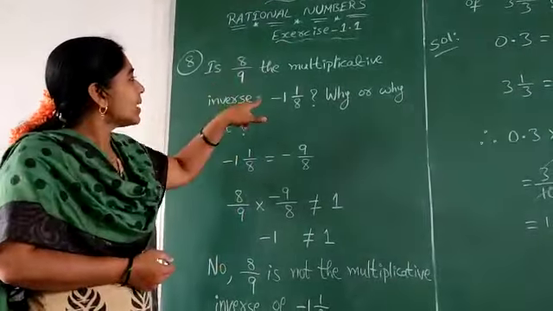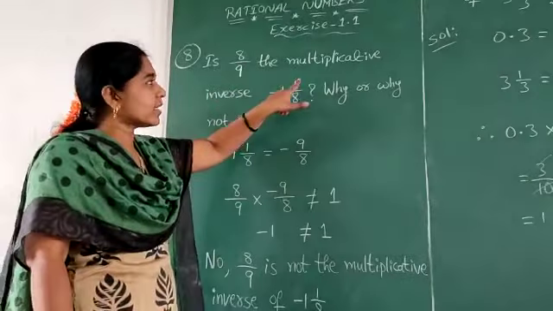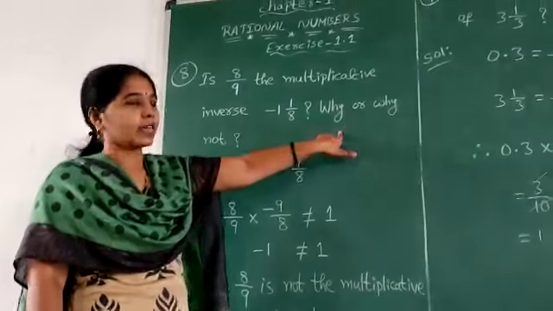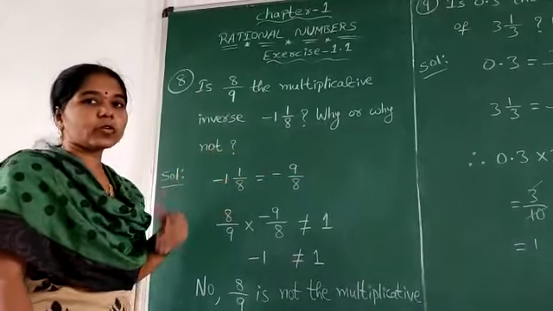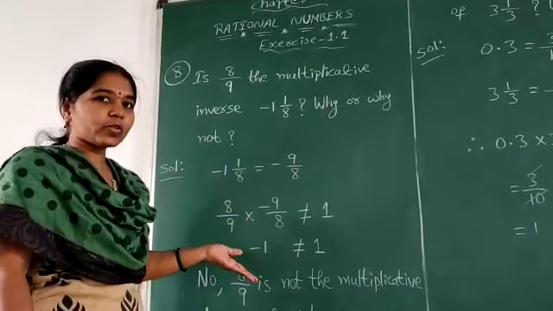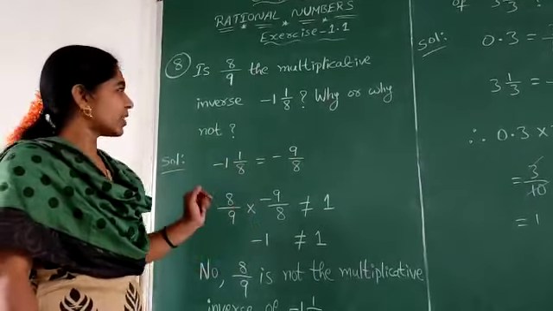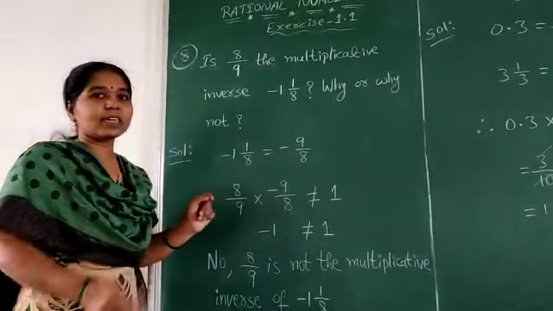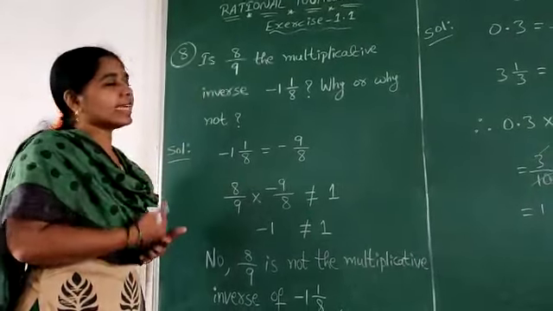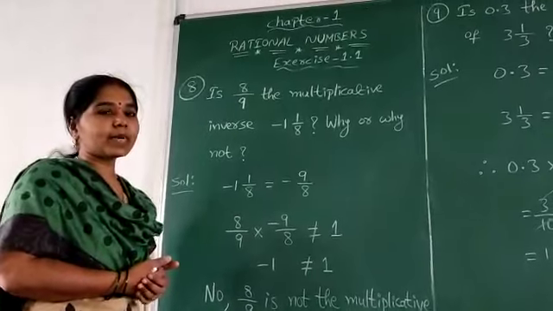Is 8 by 9 the multiplicative inverse of minus 1 by 8? Why or why not? We have to give the reason. If it is yes, then too we have to give a reason. If it is not, then too we have to give the reason. The reciprocal of 8 by 9 is 9 by 8, and that we will call a multiplicative inverse.